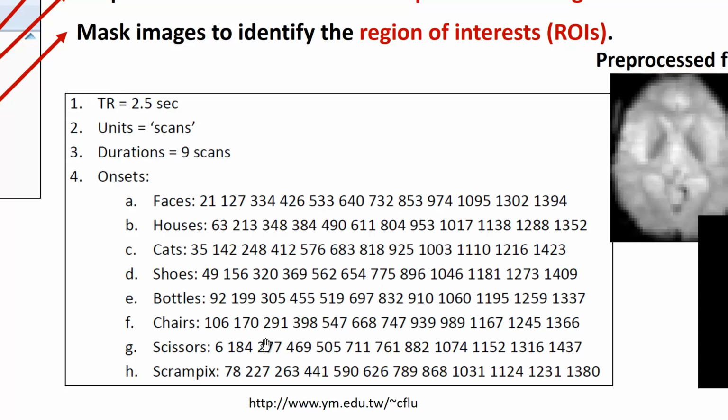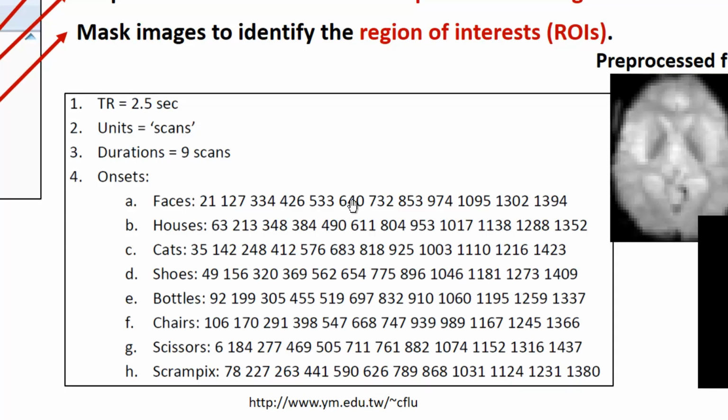And the duration for this block design, they actually use a block design to deliver all different kinds of visual stimuli. You can see the duration is 9 scans right here. So with TR as 2.5, the block length is around, I think, 22.5 seconds. And for the onset time, they include 8 different categories of pictures: faces, houses, cats, shoes, and so on. You can see the onset right here. You can count that they have 12 different blocks for each picture category. So this is the design you need to know.